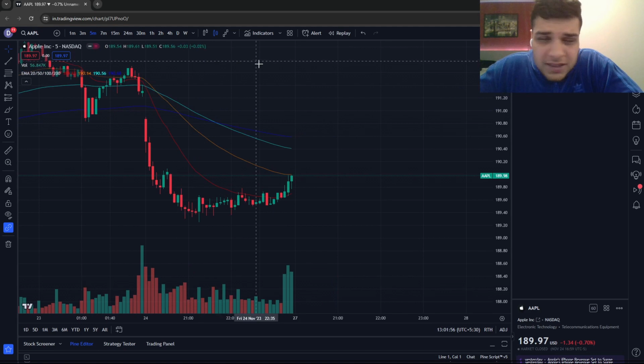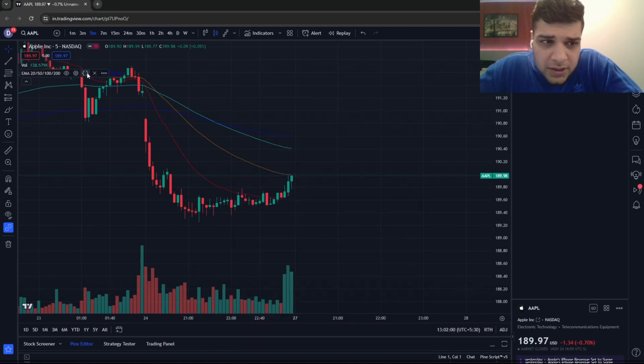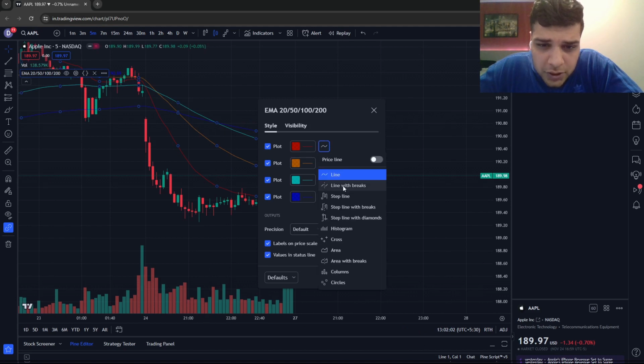Now if you can see these, let me actually darken these a bit so you can see them more properly.